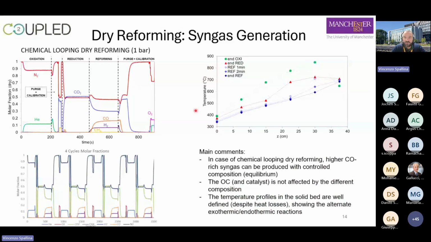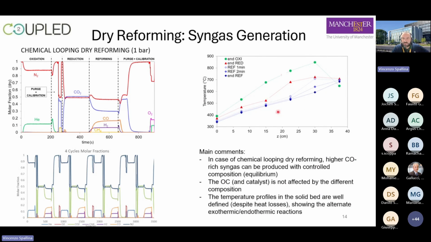We did the same also with dry reforming. In this case, we saw that the main difference is in the composition we generate during the reforming, which is higher in CO. But the good point is that we could control the final composition because it's substantially linked to the equilibrium. Another important point is that for the dry reforming it was easier to control the experimental facility because no water was involved.